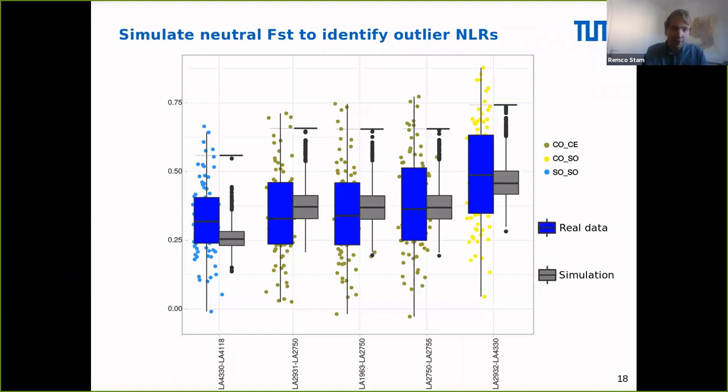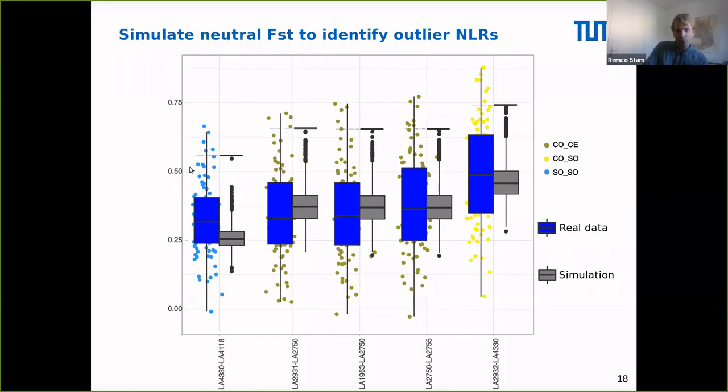So again, for each comparison, we can show what we expect. So this is a simulation, the absolute extreme values of our simulation. So when we compare two populations in the south, we expect FST to be roughly 0.25 with a couple of outliers. If we simulate 30,000 genes, so a full genome, the absolute outlier is here, about 0.6. What we then see in our NLR data is that there are definitely some genes that are outside. So these genes are the genes that are under strong evolutionary pressure changes.